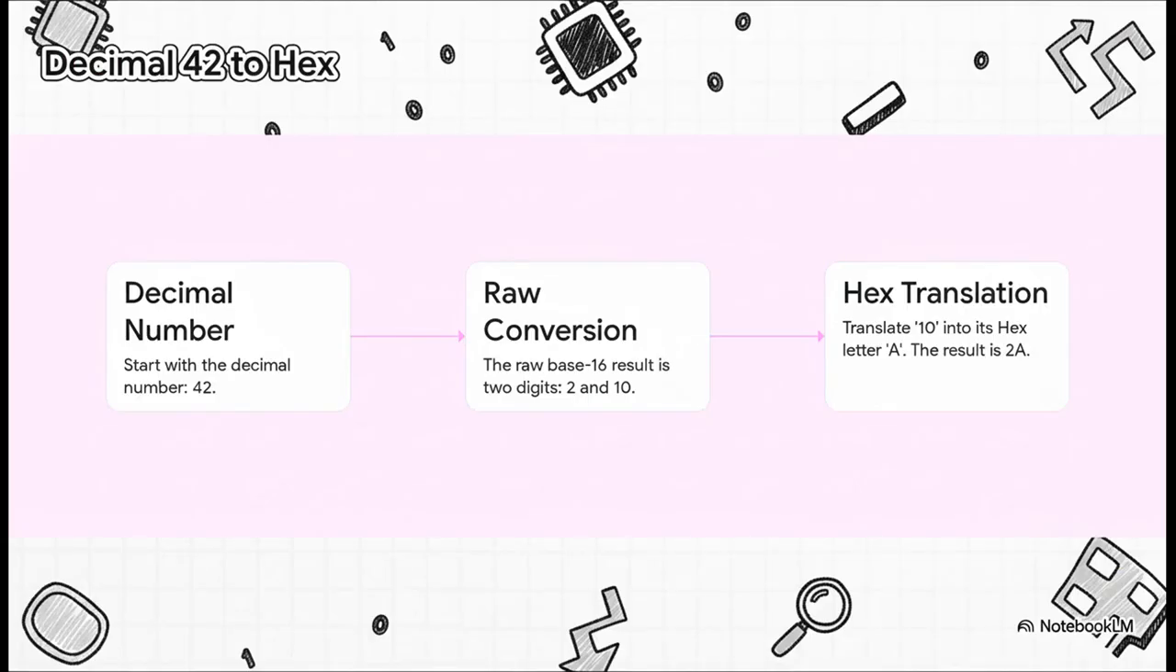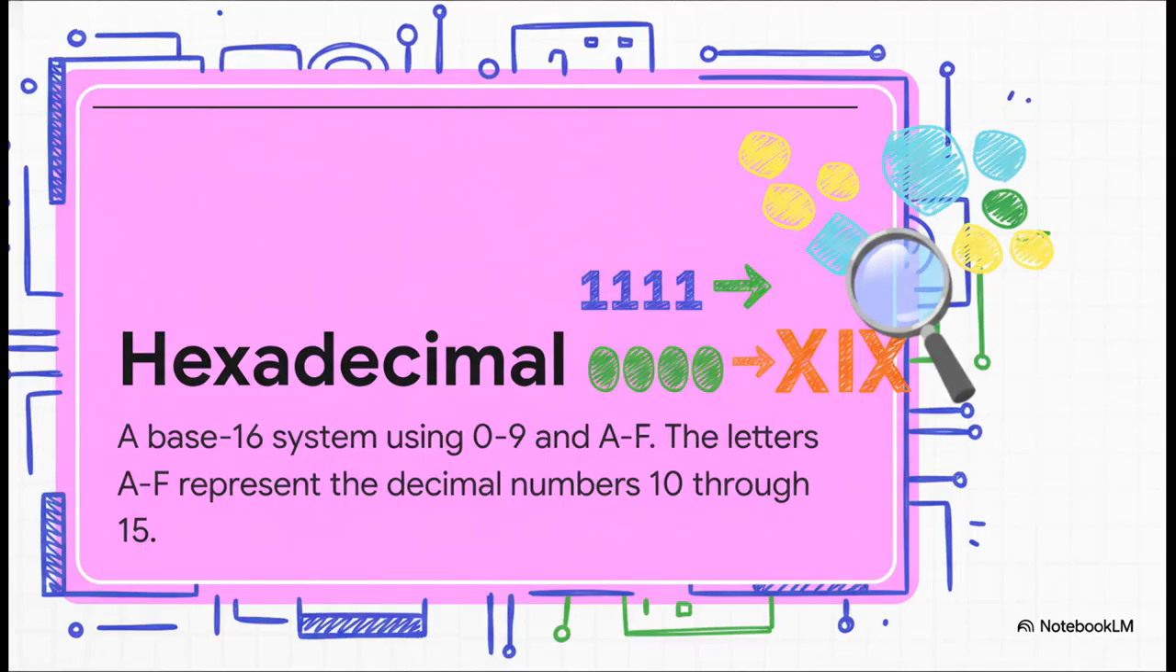To convert 42 into base 16, one way to do it is with division. We just ask ourselves, how many times does 16 go into 42? Well, it goes in 2 times, and there's a remainder of 10. That gives us our 2 digits, 2 and 10. But hold on. In hexadecimal, a single position can't hold the number 10, so the system has this really clever solution.